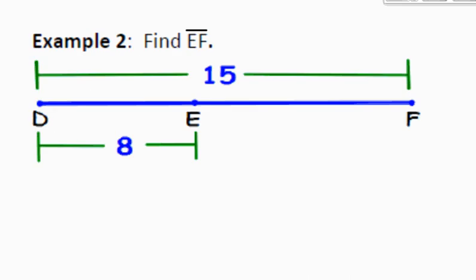Example 2, find EF. So similar, not quite the same though. They're giving me the whole distance this time. I've got the whole distance of 15. They're giving me one of the smaller segments, DE, as 8. So I need to figure out what EF is. So you could set it up as an equation. You could probably do the mental math in your head. You could do it like 8 plus some number, x, equals 15. And then if you subtract 8 from both sides, you end up with 7. So 8 plus 7 is indeed 15.